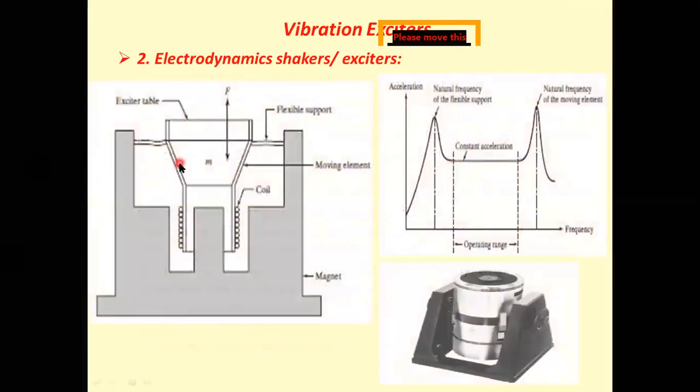So for example, this is a table or exciter table, and on that exciter table some component will be placed. Because of this coil, there is a magnetic coil, and when we pass a current through this magnetic coil, and this is a magnet, there will be the magnetic flux or field which is produced, and because of this magnetic field there will be the force which is generated, which is proportional to I and the flux density of this magnet.